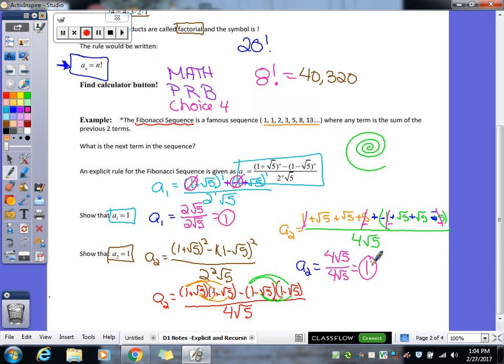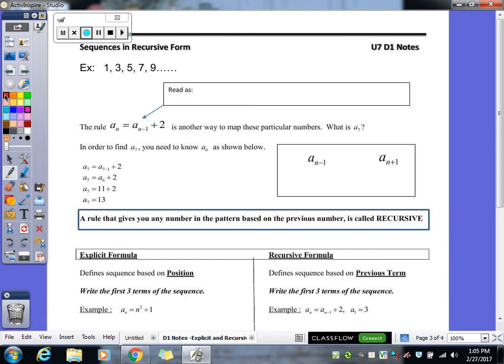I mean, kudos to Fibonacci for figuring that all out, but luckily, if you're just looking at the sequence, it's pretty easy to figure out the next term. All right, so now we're going to move into the other way of being able to write our sequences, which is in the recursive form.